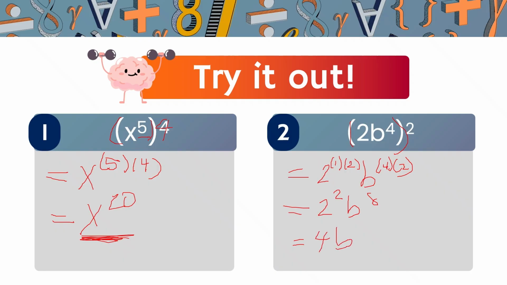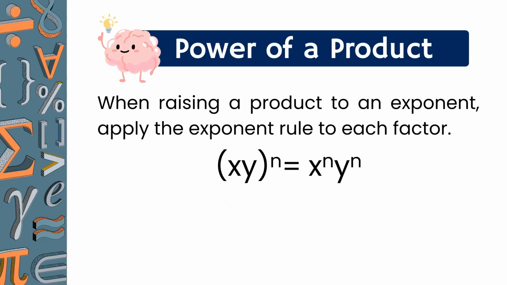b^8. Our answer is 4b^8. Next rule is power of a product. So when raising a product to an exponent, apply the exponent rule to each factor. So if we have (xy)^n, we will have x^n y^n.